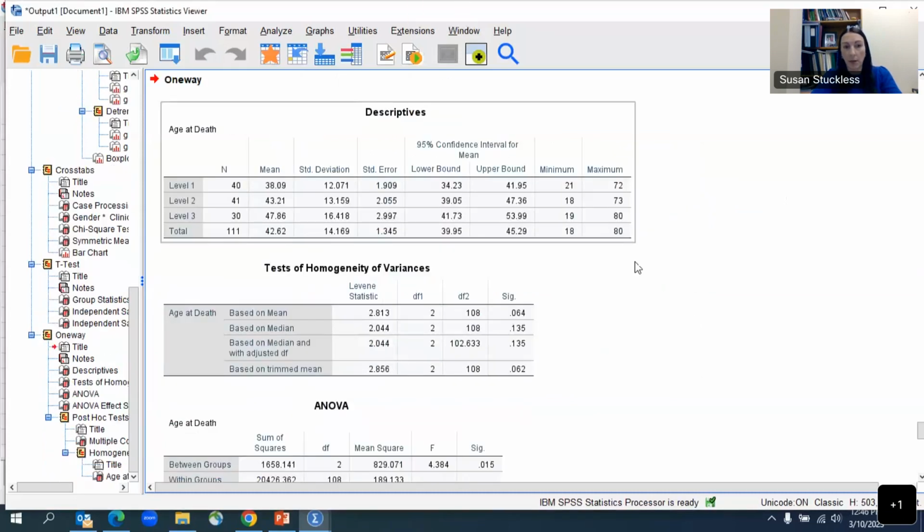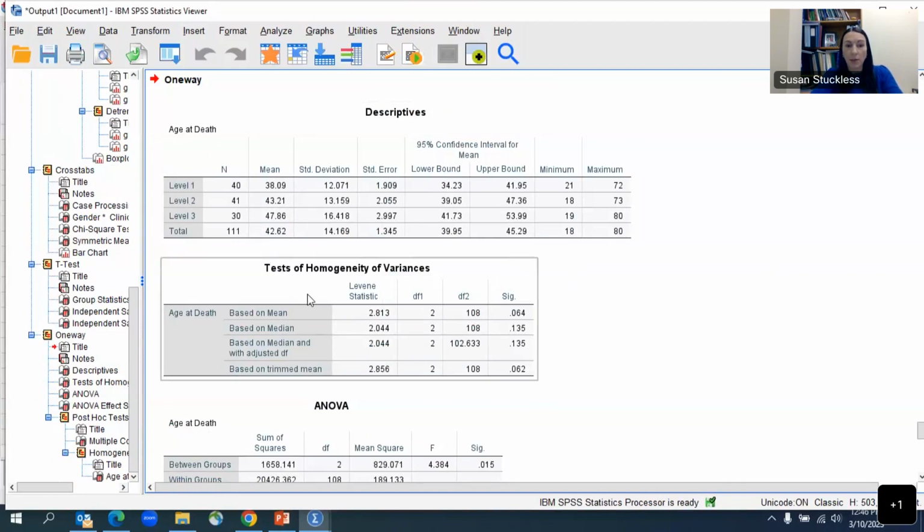And here we have the tables now. Under our descriptives, we have three levels with the means. For level 1, the mean age at death was 38. The mean age for level 2 was 43, and the mean age for level 3 is 48. So there are differences there. This is the homogeneity of variance test, Levene's, again. If we scroll across, it is just above 0.05, so we are going to assume that we met that assumption of equal variances.